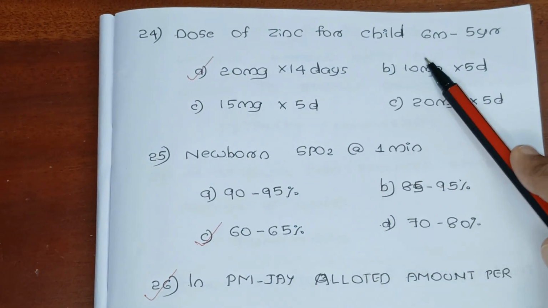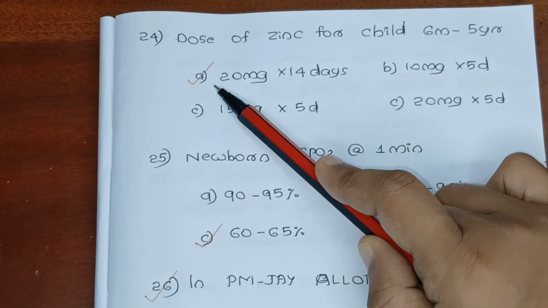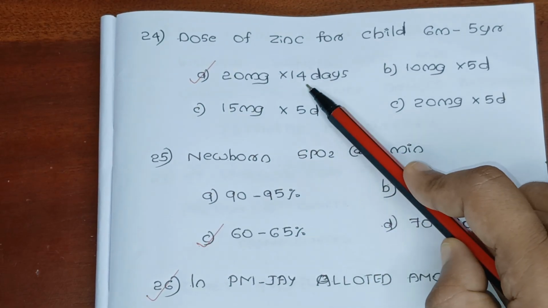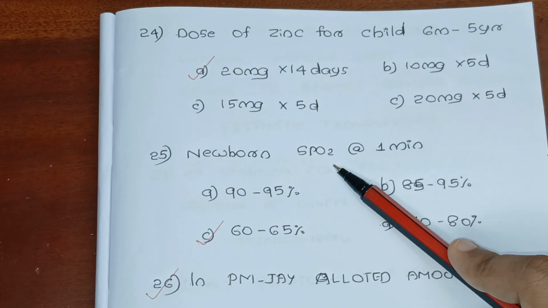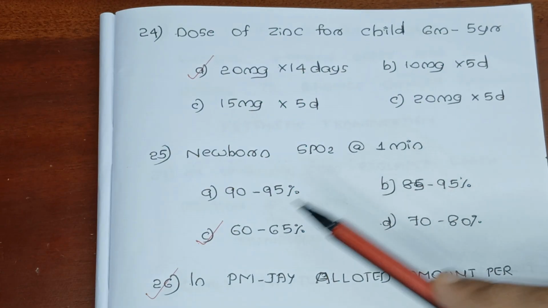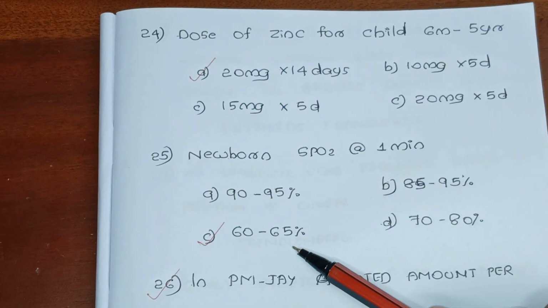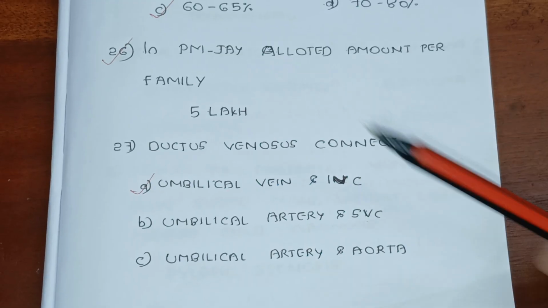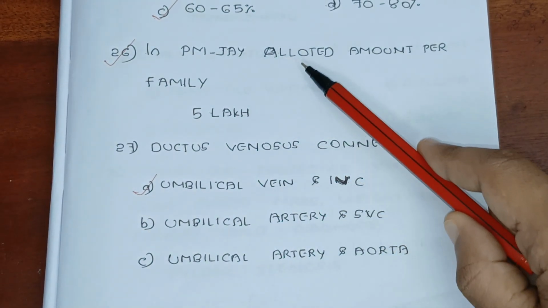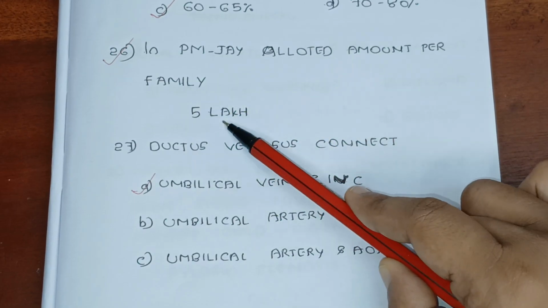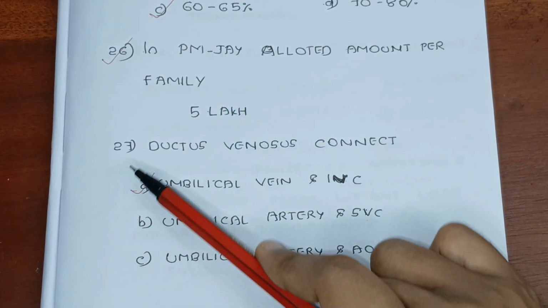Dose of zinc for child 6 months to 5 years. Correct option is 20 mg for 14 days. 25th question, newborn SpO2 at 1 minute. Correct option is 60 to 65%. In PMJAY, Pradhan Mantri Jan Arogya Yojana, allotted amount per family is 5 lakh per annum.